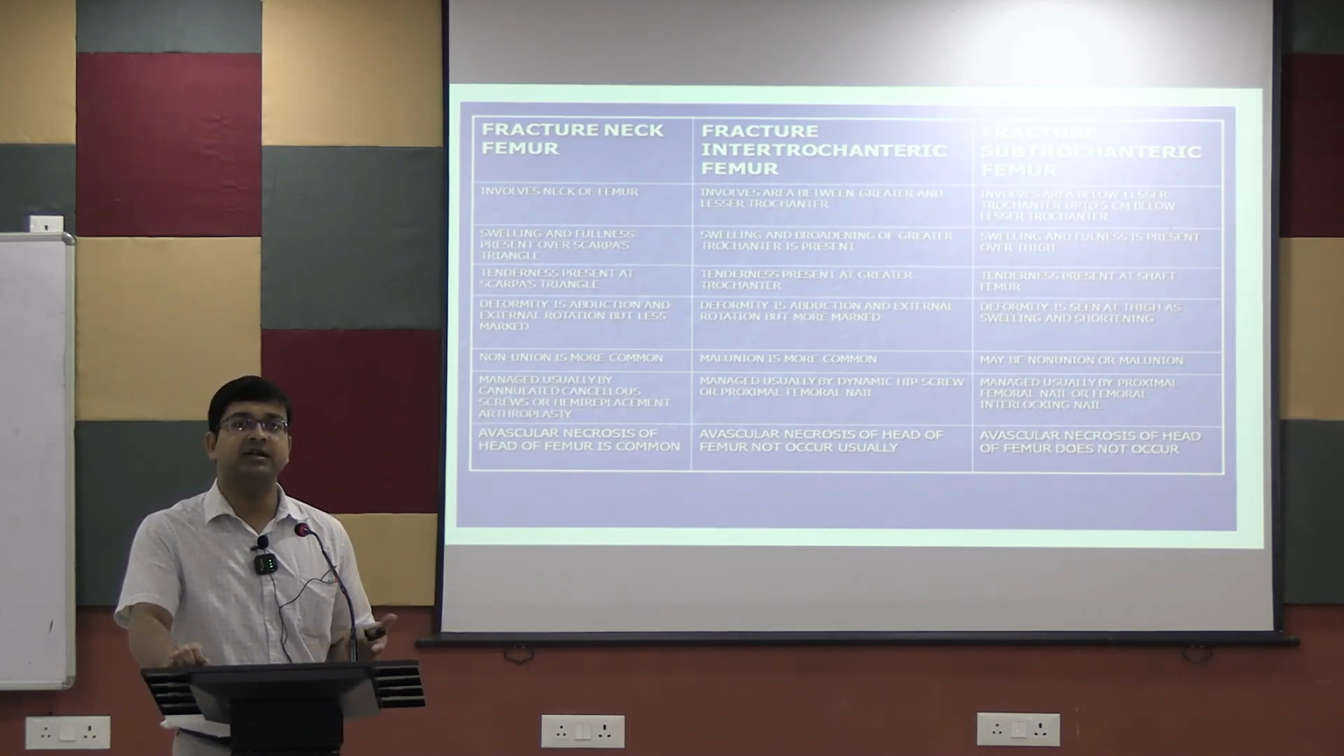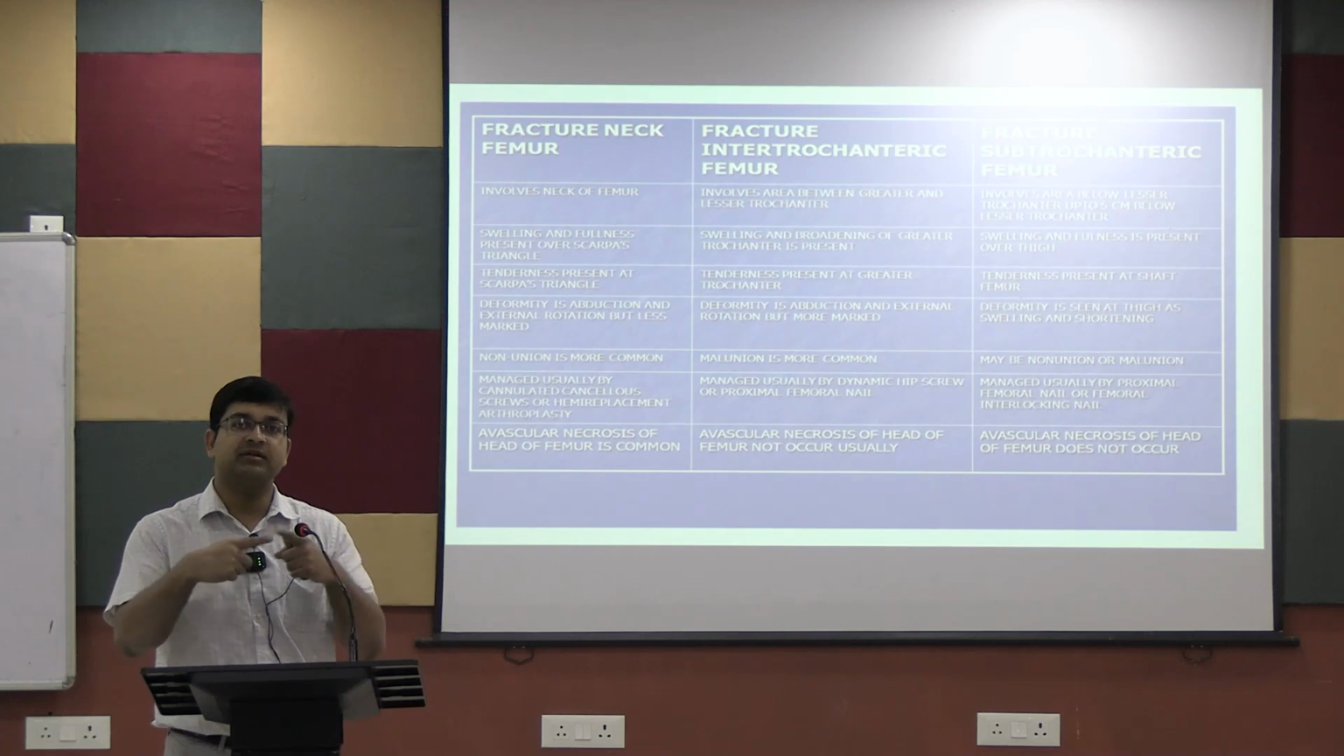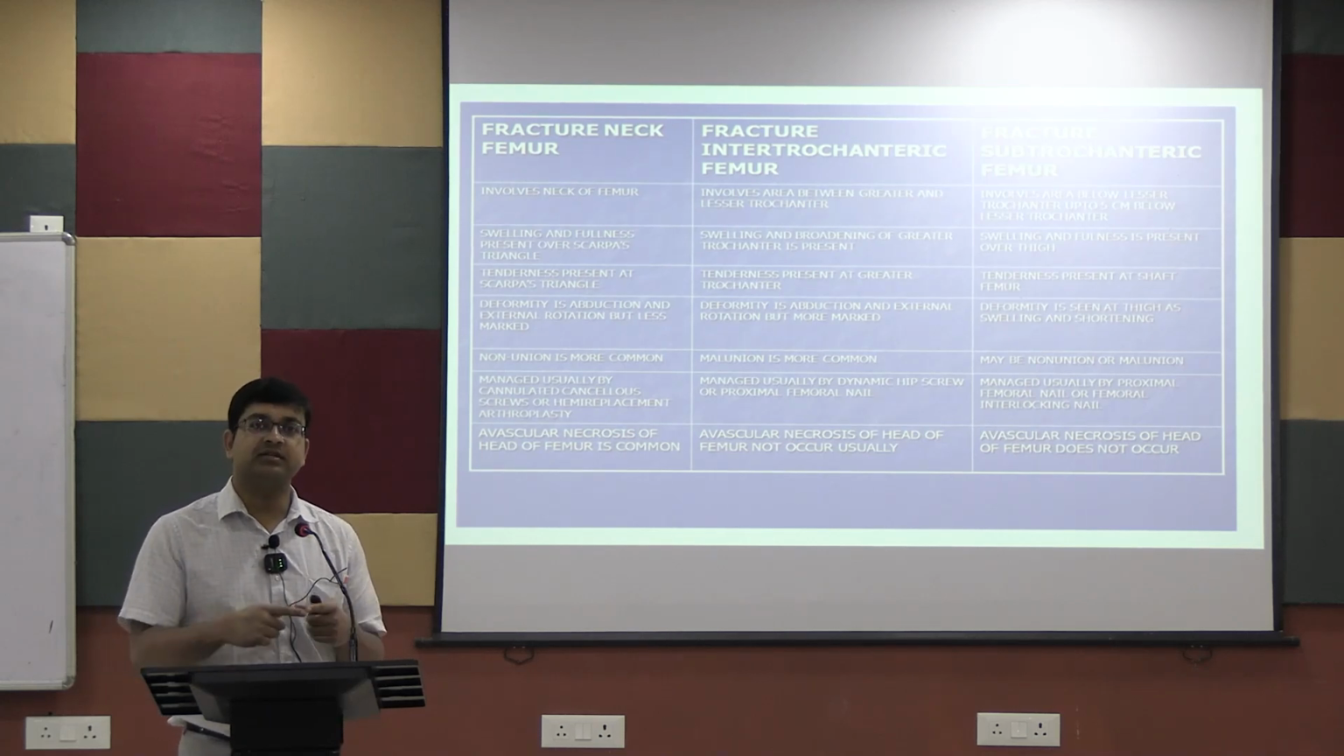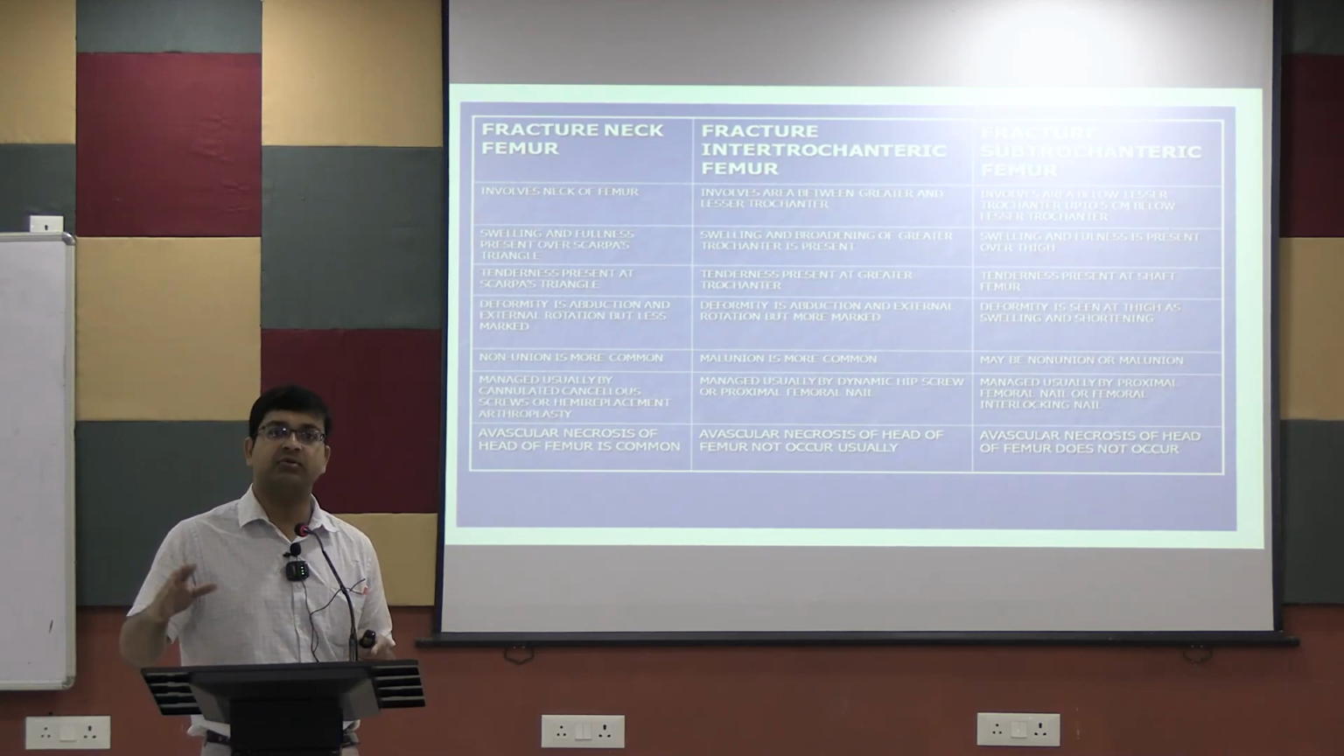And the apex is formed by the intersection of these two borders. It is the junction formed by the two borders, medial border of sartorius muscle and medial border of adductor longus muscle. And the floor is formed by which muscles?